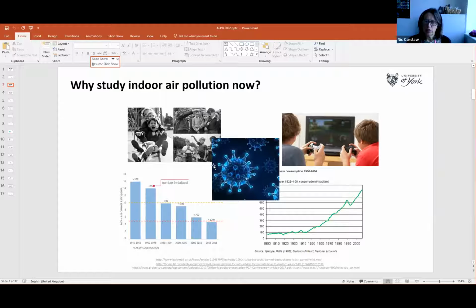And then on top of all that, obviously, we've got the added issue over the last couple of years of the COVID pandemic, which has sent us indoors in even larger numbers. So this is why I think we need to study indoor air quality, and particularly now. And the whole COVID pandemic has made us think much more carefully about what we're being exposed to indoors.